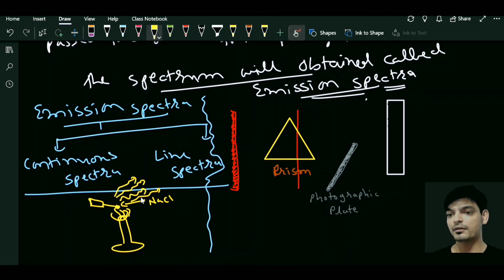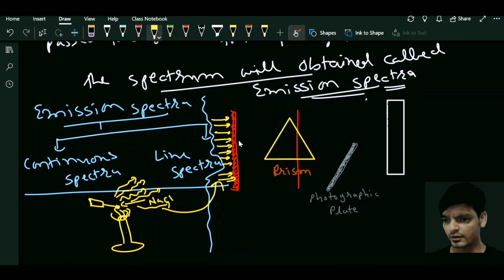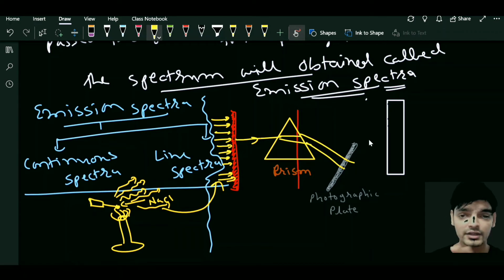So when we are applying this kind of radiation, for example, these are the radiation from the salt. This radiation I am showing here, and from the slit, this radiation passes through the prism, and then on the photographic plate you can see two lines only. See here, we are getting only two lines, not a continuous spectra.